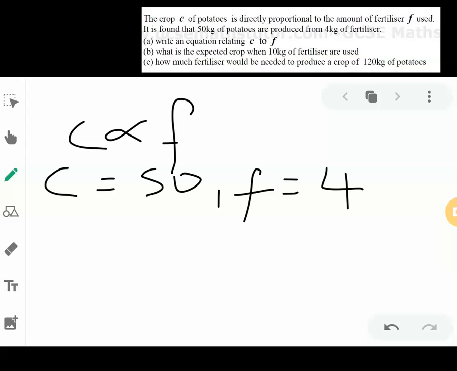Question A. Write an equation relating C to F. Now the equation would be the general equation, but the only thing different is that the letters are not y and x. Seeing that we have the symbolic form at the top there, C directly proportional to F, we know that our equation should give us C equals KF. And we have answered part A.